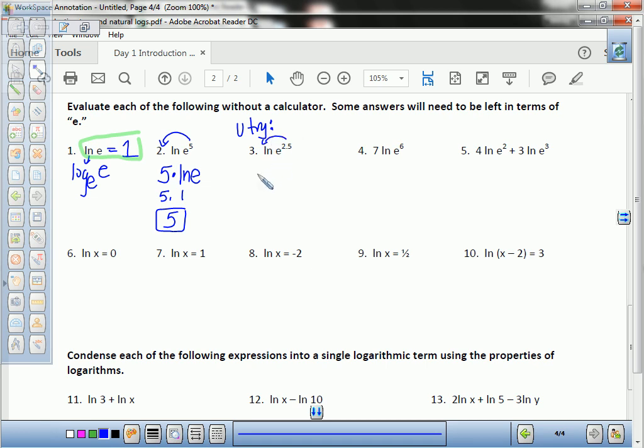All right, the 2.5 comes out in front. Natural log of e is 1. 2.5 times 1 is 2.5. Okay, now this one is 7 ln of e to the 6. This means 7 times ln of e to the 6. What can I do with that 6? Bring it out in front. All right, so I get 7 times 6 times ln of e, which is 7 times 6 times 1, or 42. Amazing. All right, you try.